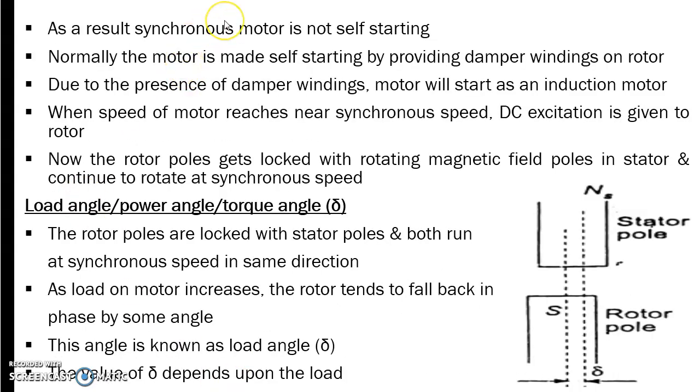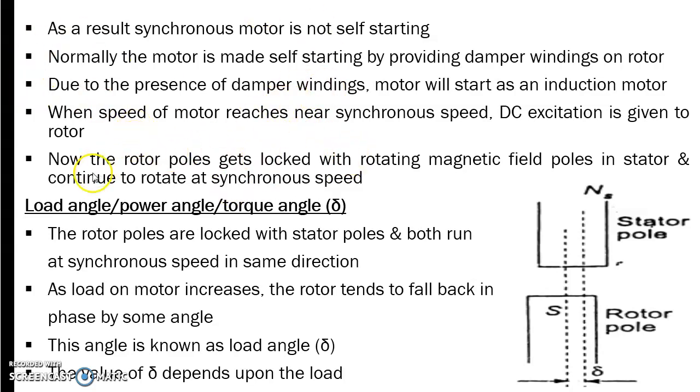Hence the synchronous motor is not self-starting. So normally a motor is made self-starting using damper winding on rotor. Due to the presence of damper winding, motor will start as induction motor. When speed of the motor reaches near synchronous speed, the DC excitation is given to the rotor. Now the rotor poles get locked with the rotating magnetic field poles in the stator, and it continues to rotate at synchronous speed. That is the nutshell of the working of synchronous motor.